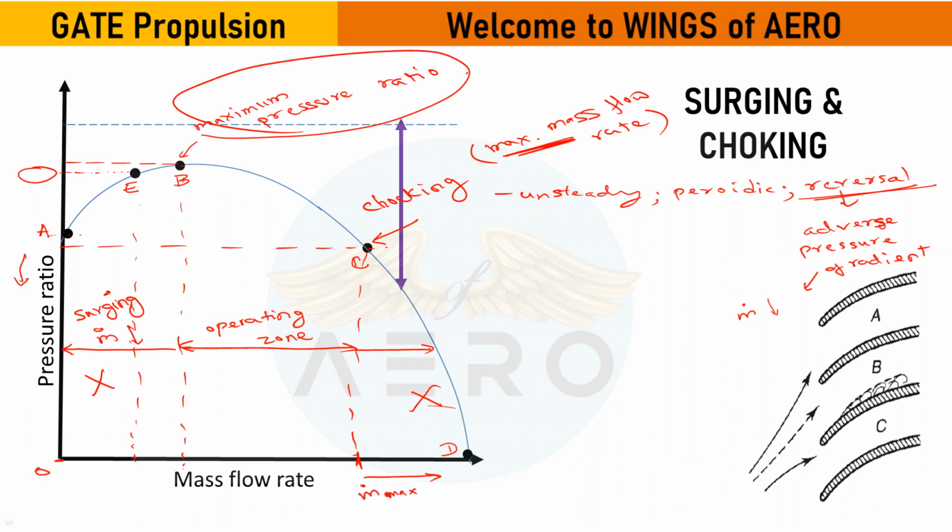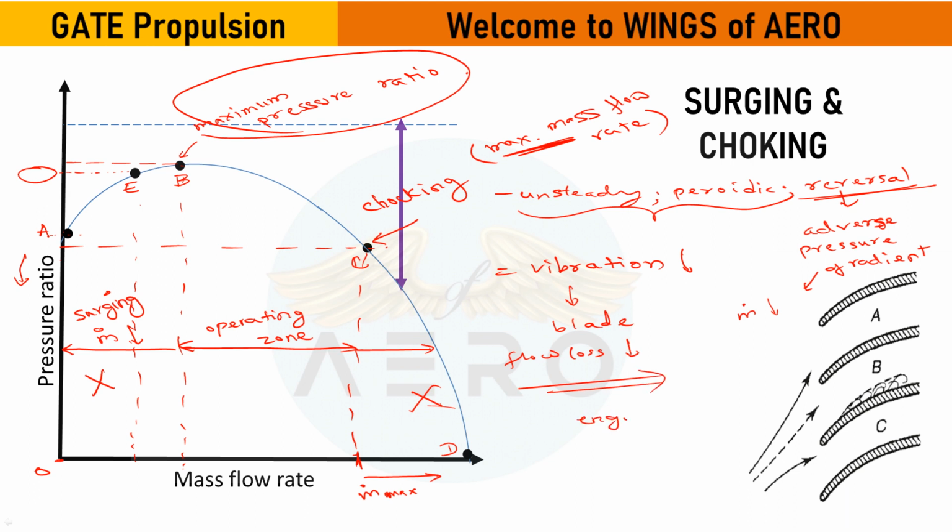nor choking. All of this happens, and due to that it leads to an increase in vibration. Okay, and if it creates vibration, it can further lead to damage of the blades. The blades get damaged, there are flow losses, so the engine will not perform and the engine efficiency will fall. So these are the possible causes that occur in this zone.